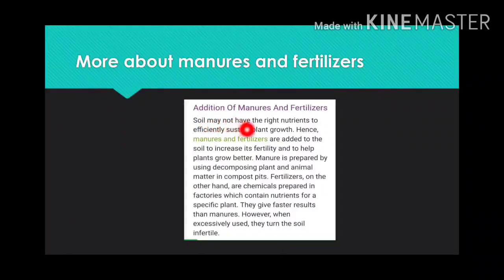Soil may not have the right nutrients to efficiently sustain plants' growth. Hence, manures and fertilizers are added to the soil to increase its fertility and to help plants grow better. Manure is prepared by using decomposing plant and animal matter in compost pits. Fertilizers, on the other hand, are chemicals prepared in factories which contain nutrients for a specific plant. They give faster results than manures. However, when excessively used, they turn the soil infertile. Yes, friends. If you use more fertilizer, then the soil becomes infertile.